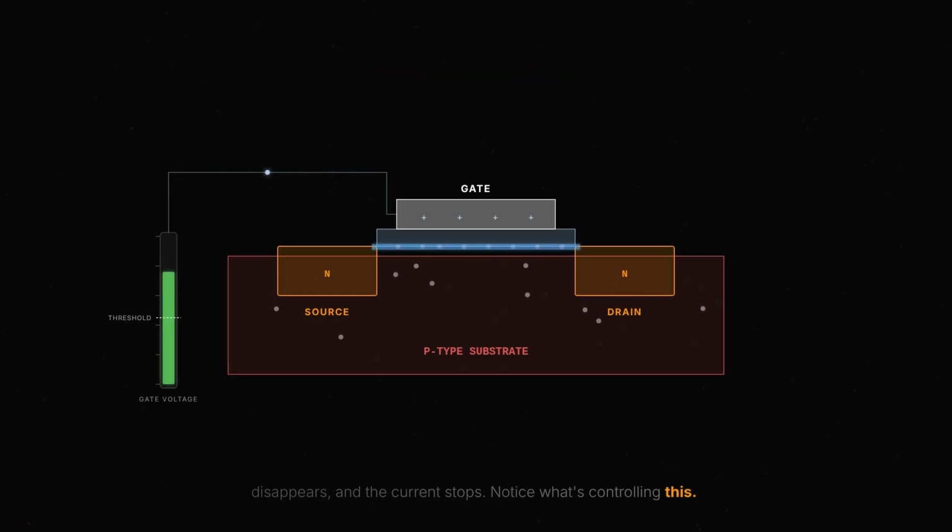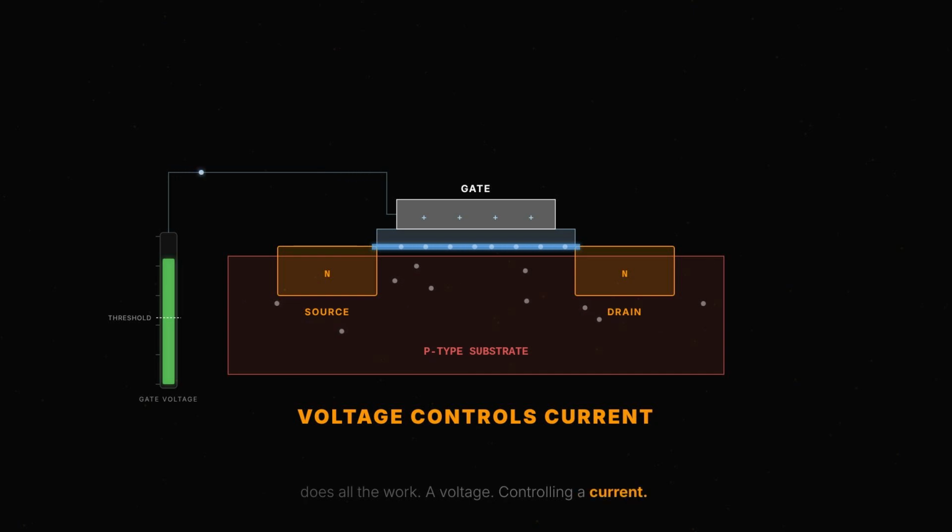Notice what's controlling this. Not a current into the gate, a voltage on the gate. Because the gate is insulated by that oxide layer, almost no current ever flows into it at all. In a resting state, it's close to zero. The gate isn't injecting charge carriers the way a BJT's base does. It's just creating an electric field, and that field does all the work. A voltage, controlling a current.